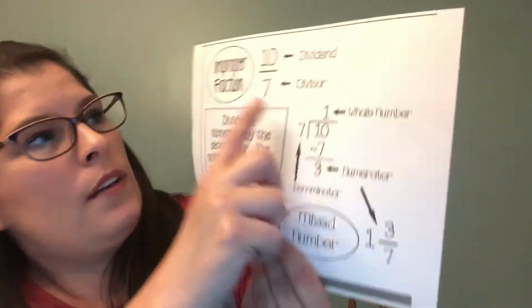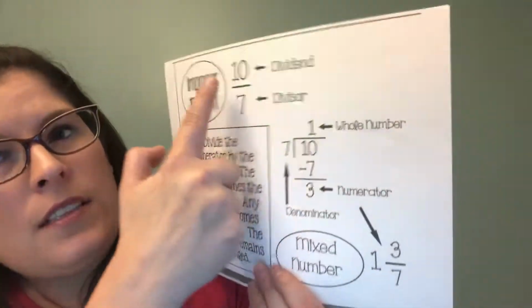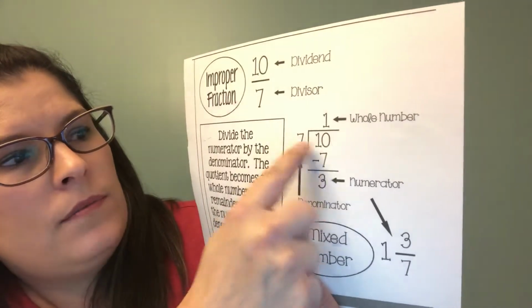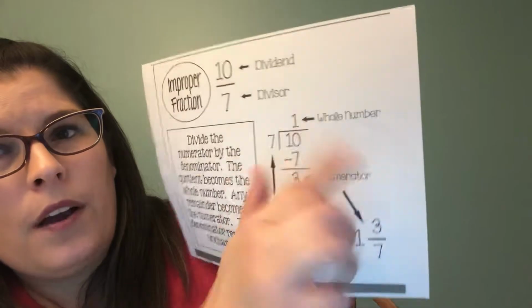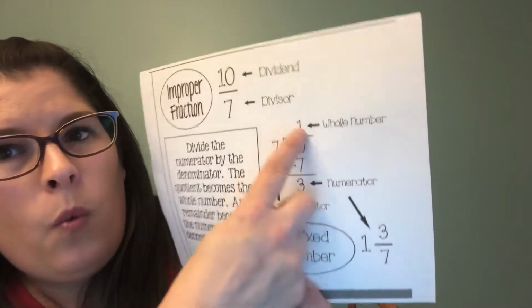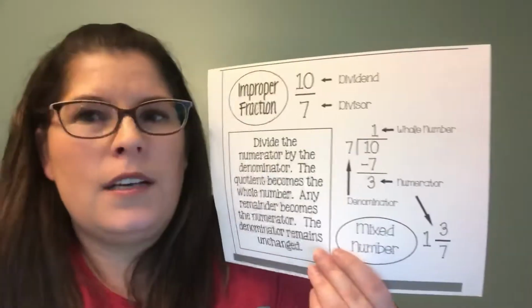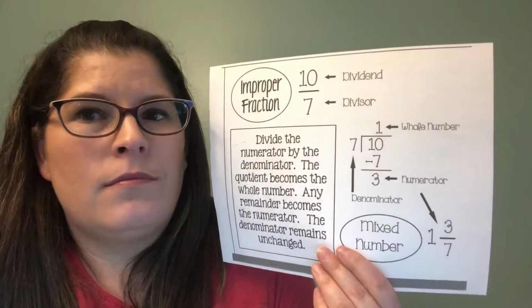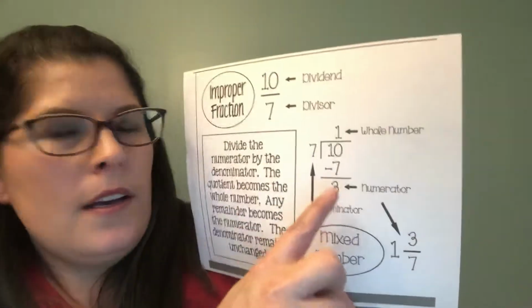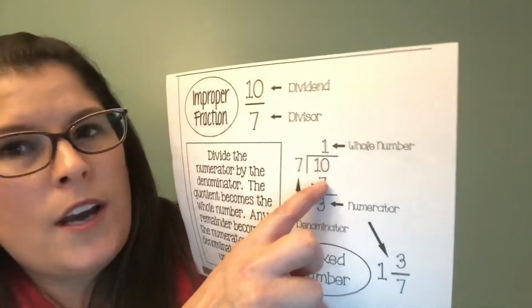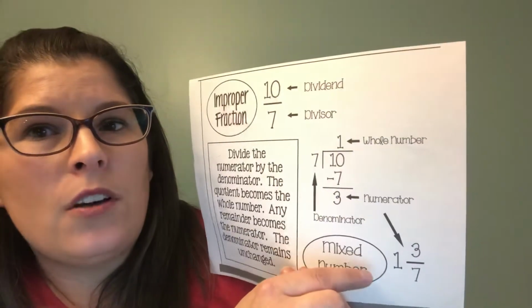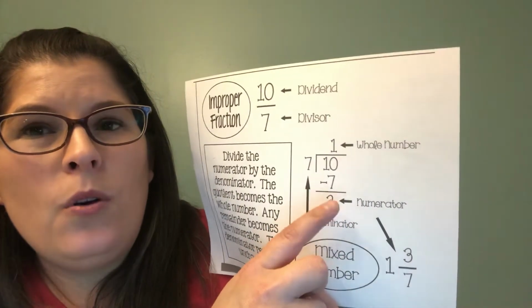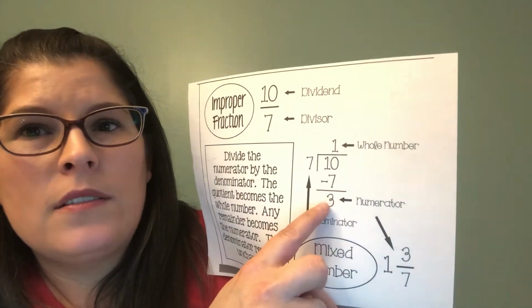So what did they do? They took that 7, they divided it into the 10. 7 goes into 10 one time. That's our new whole number. 1 times 7 equals 7. We're going to subtract 10 minus 7. That's going to be 3. 3 is our remainder, which is going to be my new numerator.